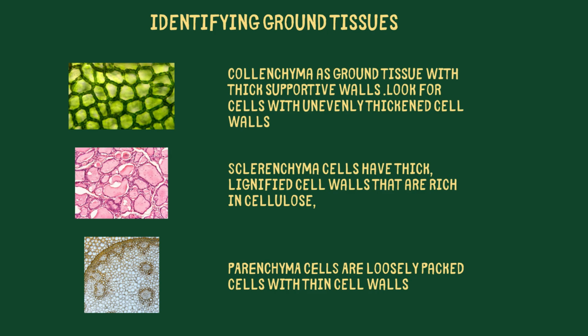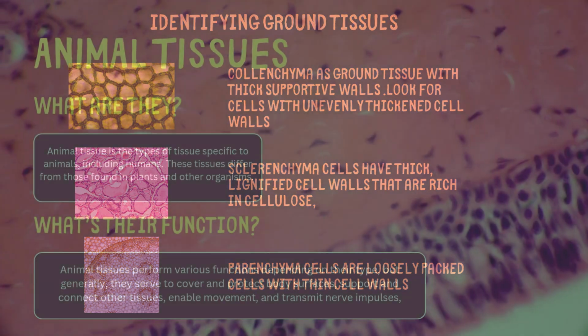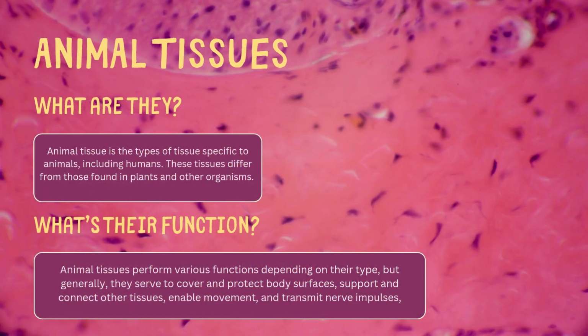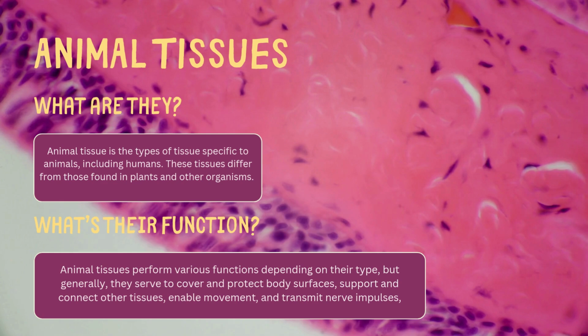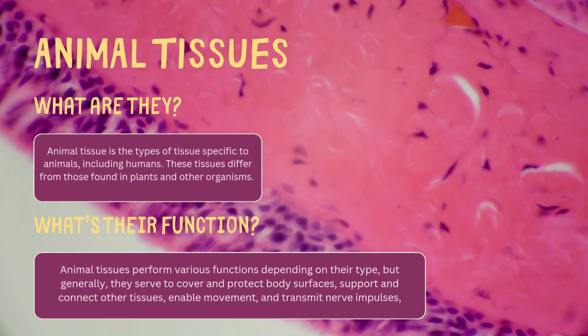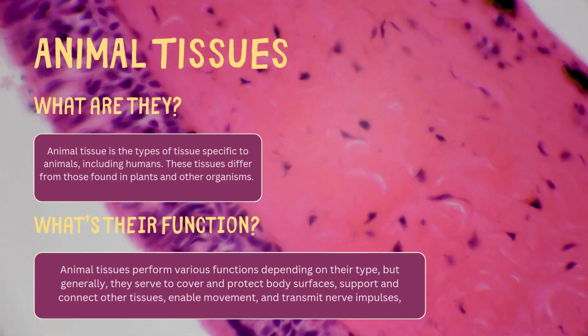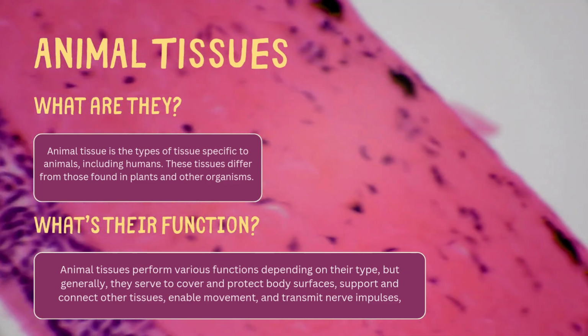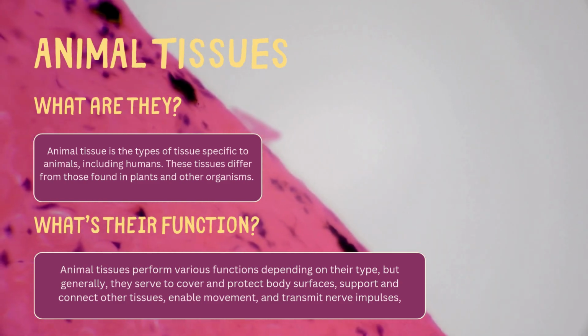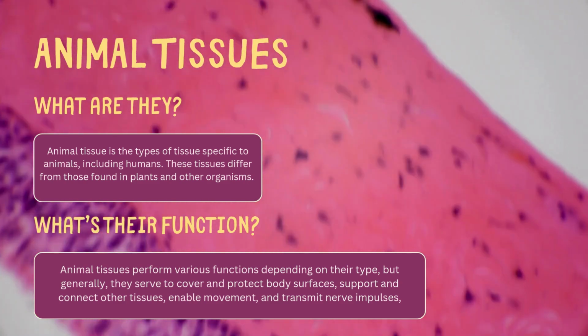Now let us move on to animal tissues. Animal tissue is the types of tissue specific to animals, including humans. These tissues differ from those found in plants and other organisms. Animal tissues perform various functions depending on their type, but generally, they serve to cover and protect body surfaces, support and connect other tissues, enable movement, and transmit nerve impulses.